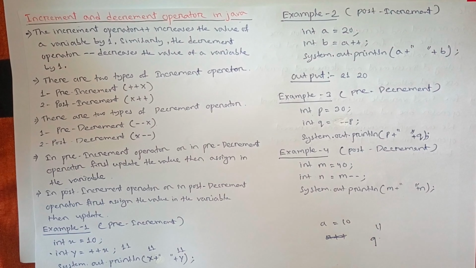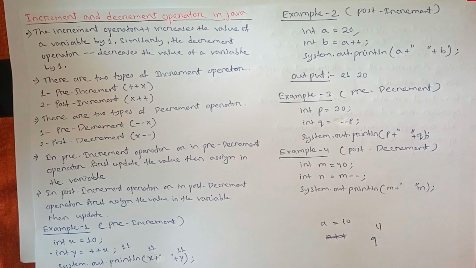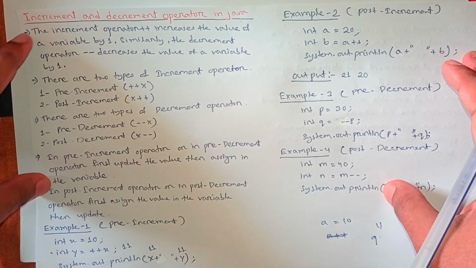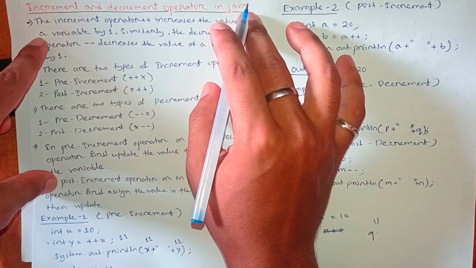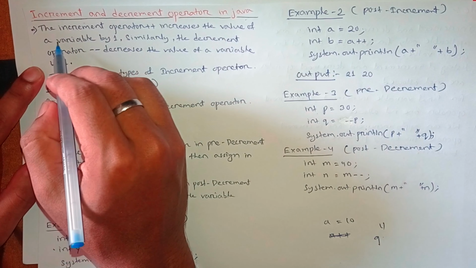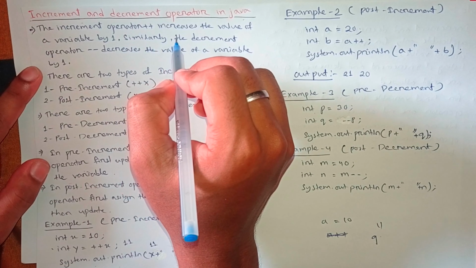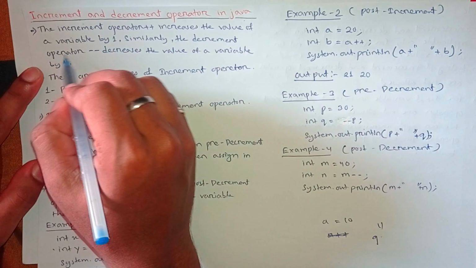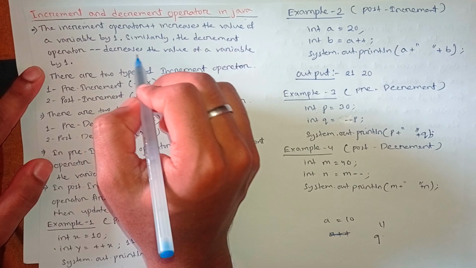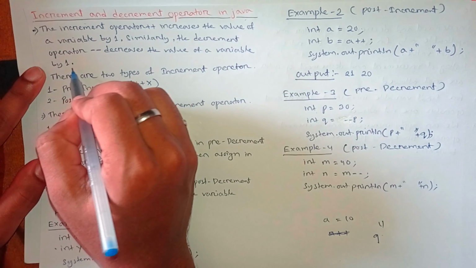Hi guys, last class we already discussed different types of operators. Now I am going to discuss the unary increment and decrement operators in Java. The increment operator increases the value of a variable by 1. Similarly, the decrement operator decreases the value of a variable by 1.